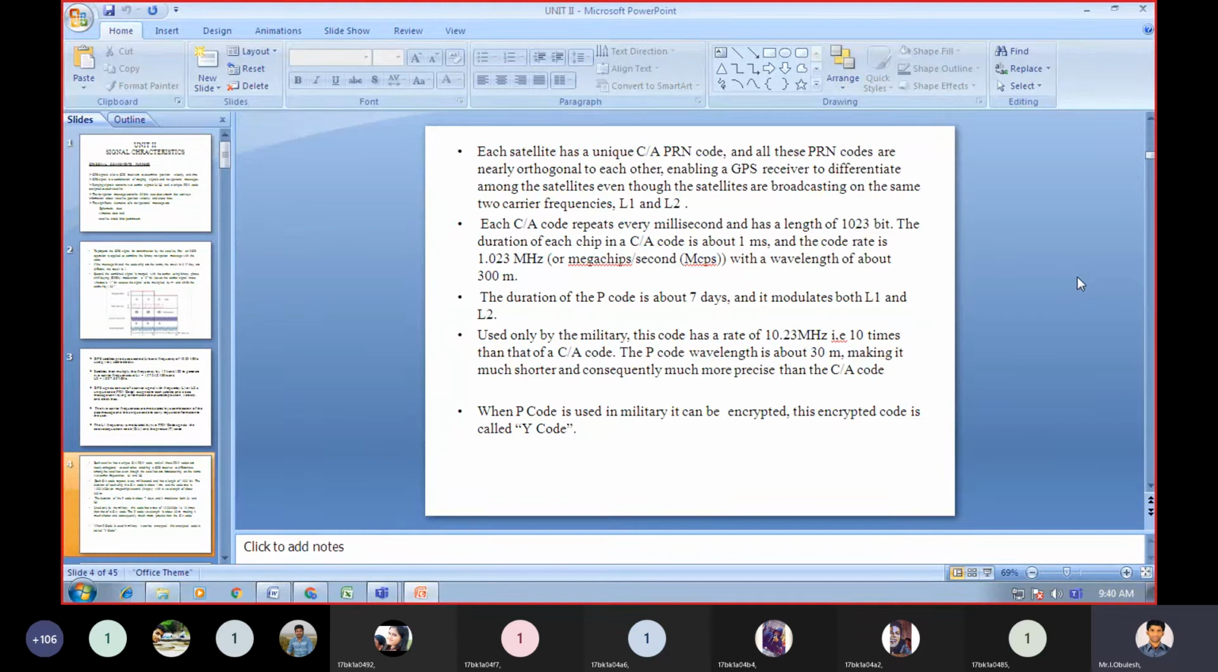When P code is used in military, it can be encrypted. This encrypted code is called Y code.